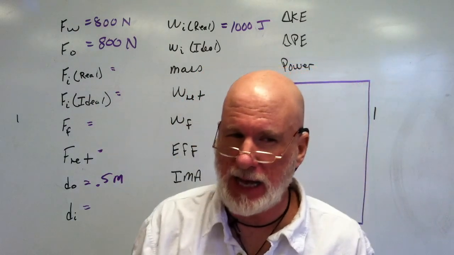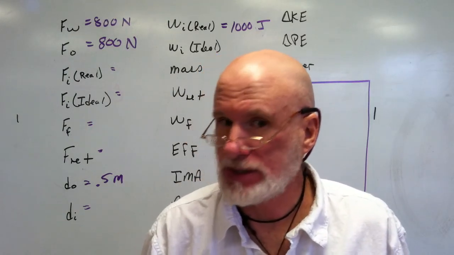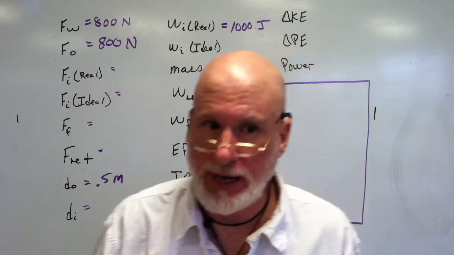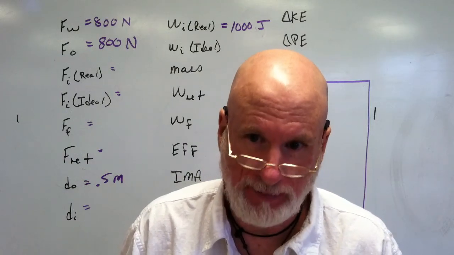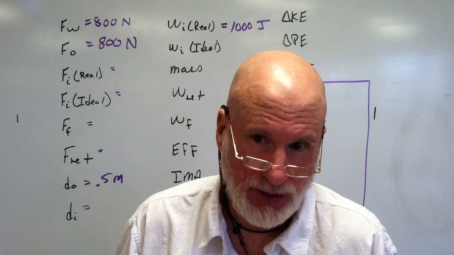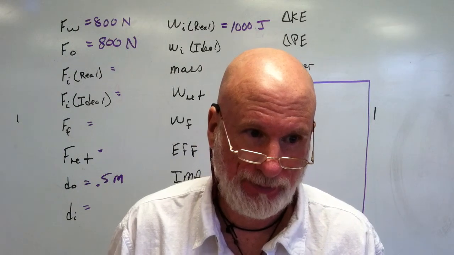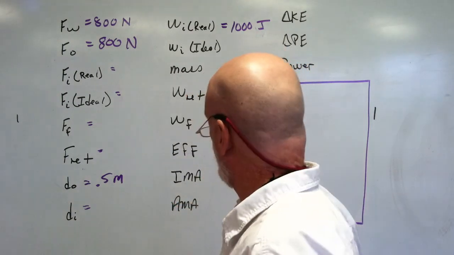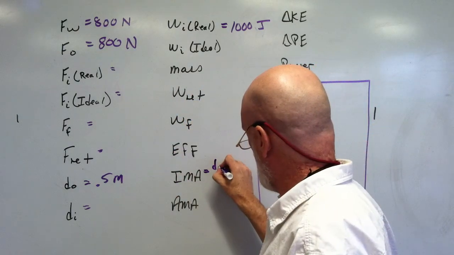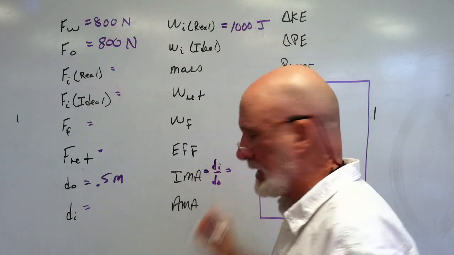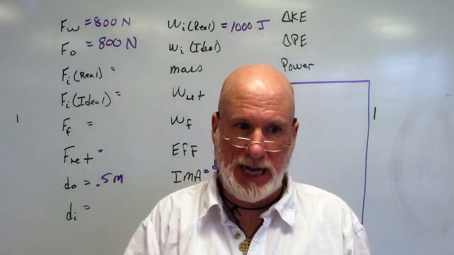Was I given anything else? DI, no, I wasn't given DI. I was given a possible DI. In other words, if I wanted to use 0.9 meters of cable to move it 0.02 meters. So what was I indirectly given? IMA or AMA? IMA. I was given IMA. Remember, IMA is DI over DO, right?